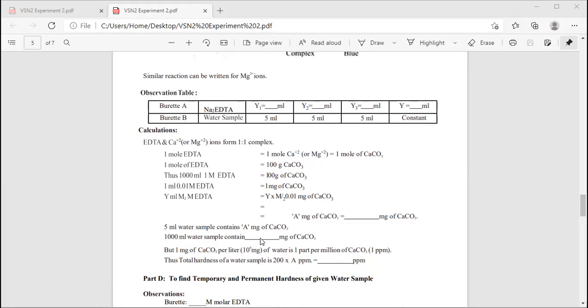Yes, ma'am. Okay, so that is your total hardness because you have not boiled the water.